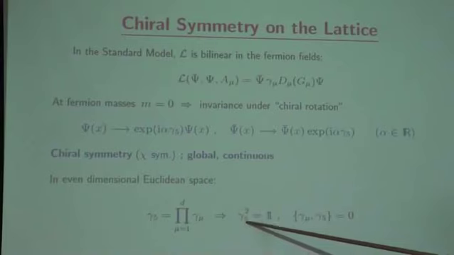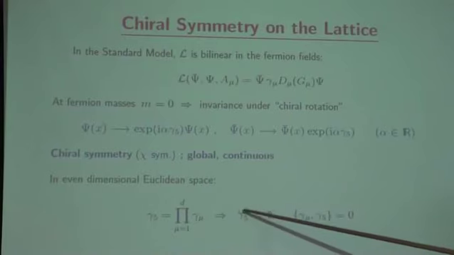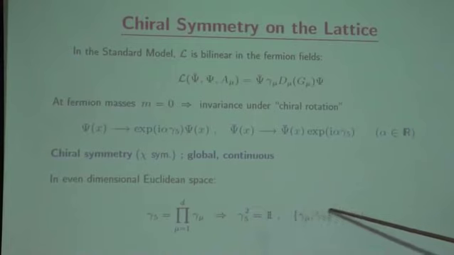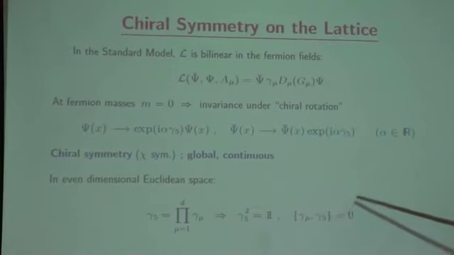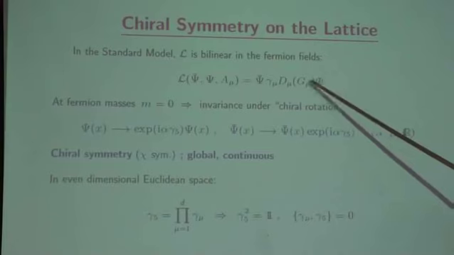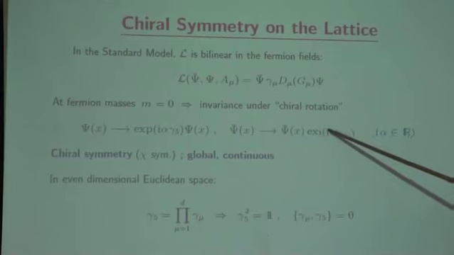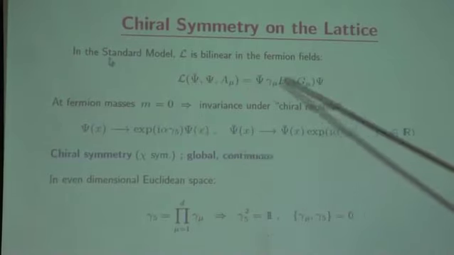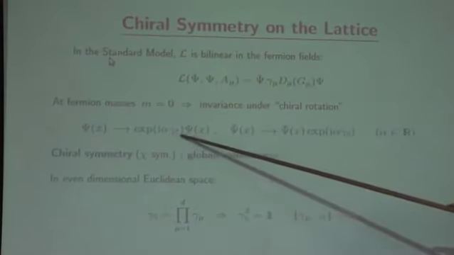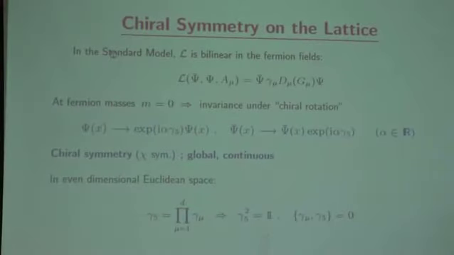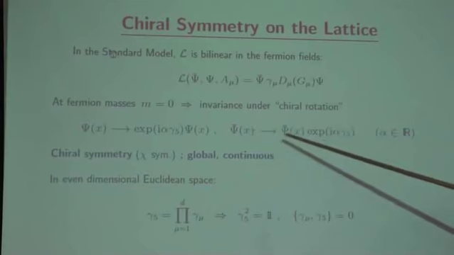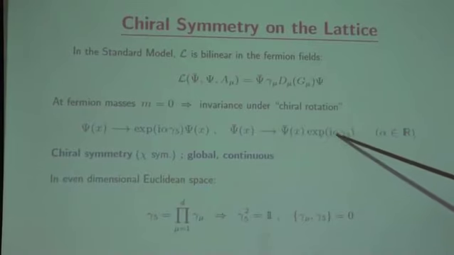Gamma 5 squared is 1. This is also Hermitian, I did not write this here. And then it anti-commutes with all the gamma mu. So if we perform this transformation here and here, and then we move the exponential factor to the other side, then the sign in the exponent changes. So let's say if we start here, we move that, then we get an e to the minus alpha gamma 5, and then it cancels. So we have invariance for any real parameter alpha here.